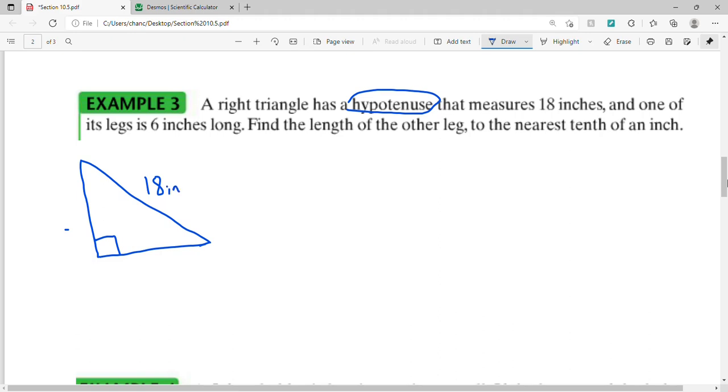and one of its legs, this right here, is called a leg. This going up and down is a leg, and on the bottom here, that's also called a leg. One of its legs is 6 inches long, so we'll just call this leg 6 inches long. Find the length of the other leg. So we don't know the length of this other leg, so we'll just call that x. Now, how do we find the length of the other leg? We need to recall the Pythagorean theorem.